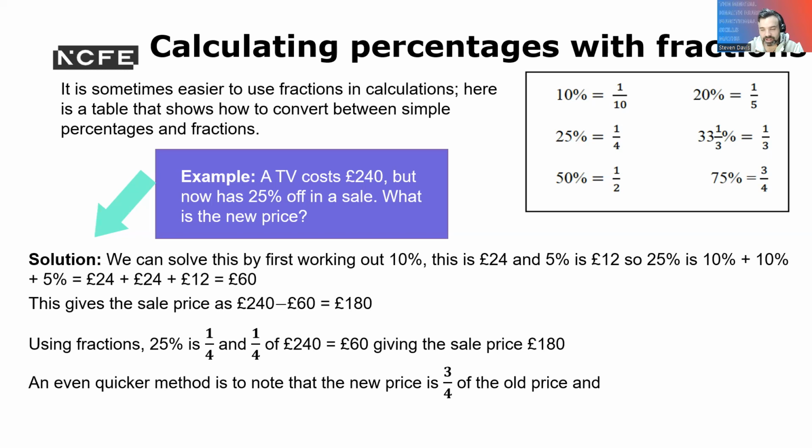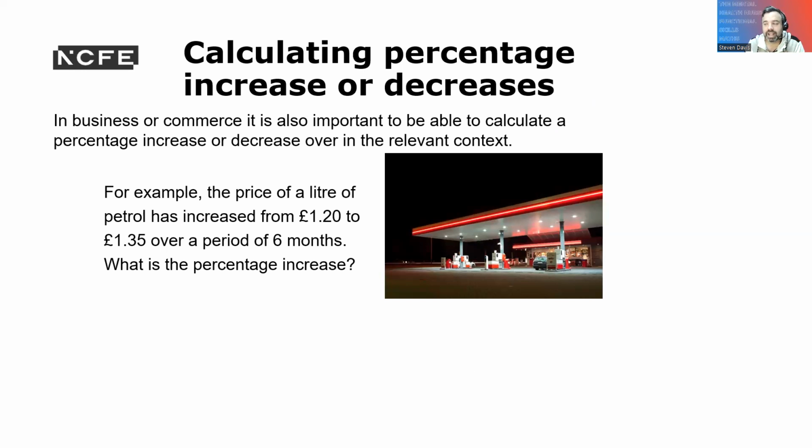An even quicker method is to note the new price is 3/4 of the old price. So 3/4 of 240 equals 3 times a quarter of 240, equals 3 times 60, equals 180. In business, it's important to be able to calculate percentage increase or decrease in a relevant context. For example, the price of a litre of petrol has changed from £1.60 to £1.35 over a period of 6 months. What is the change?